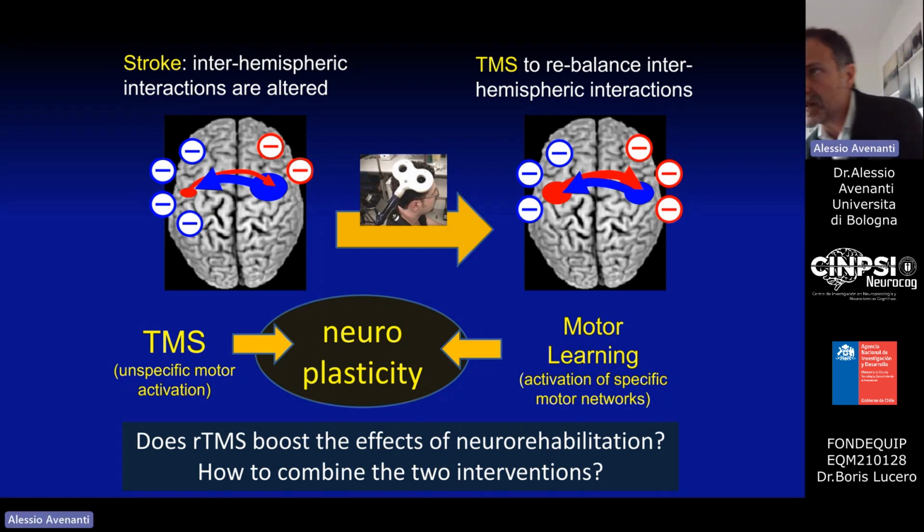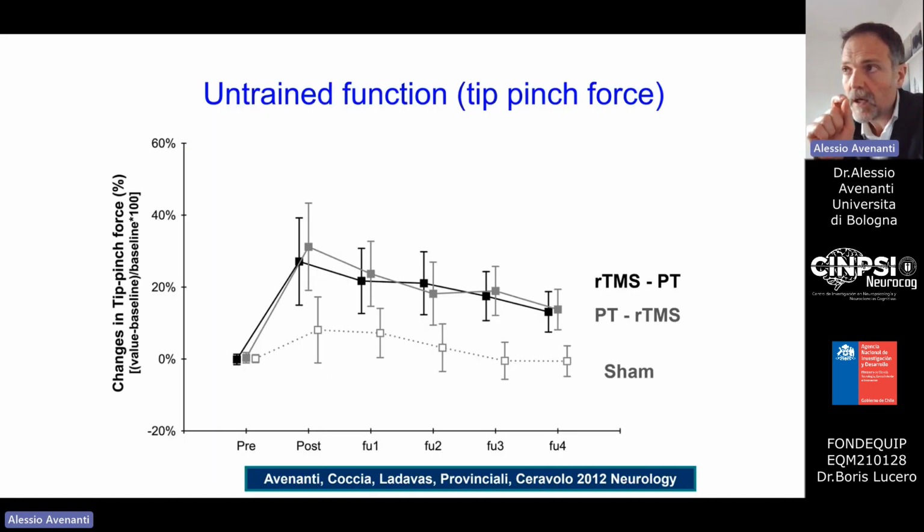So we asked whether TMS could indeed affect neuroplasticity and boost the effect of training in patients with a stroke affecting one hemisphere or the other, so it was unilateral. These patients have a very mild motor deficit, so they were hemiparetic. They were able to move their affected hand. Of course, they had less force. They showed less dexterity in the affected hand, but they still could use it a little bit.